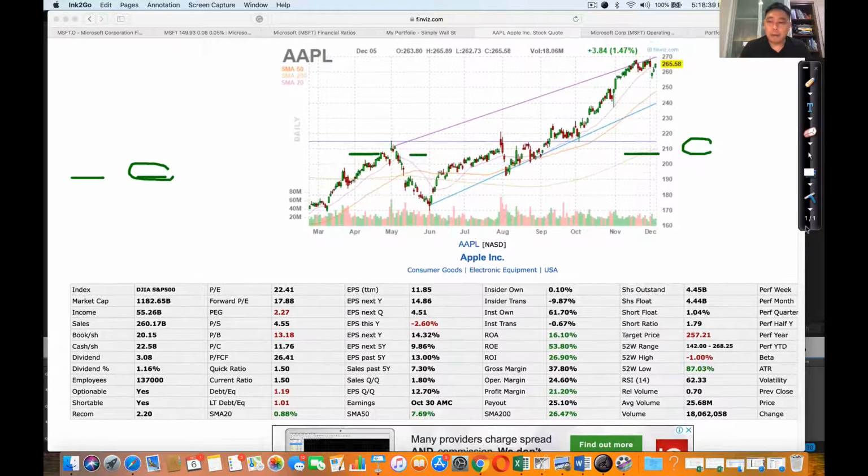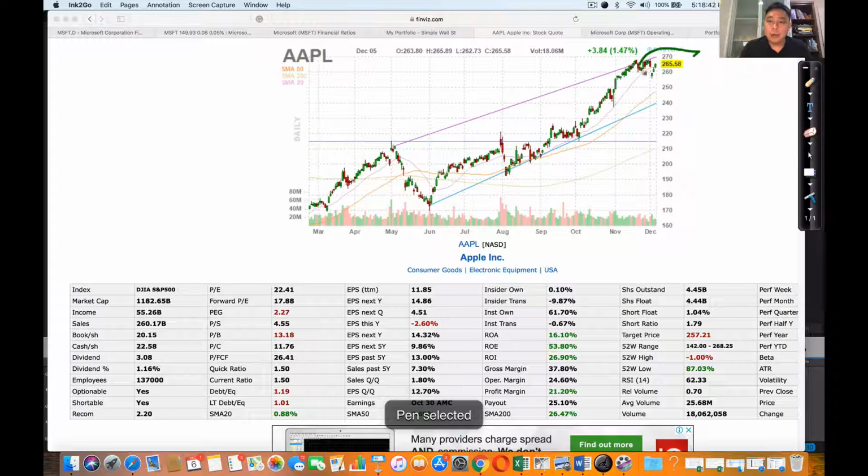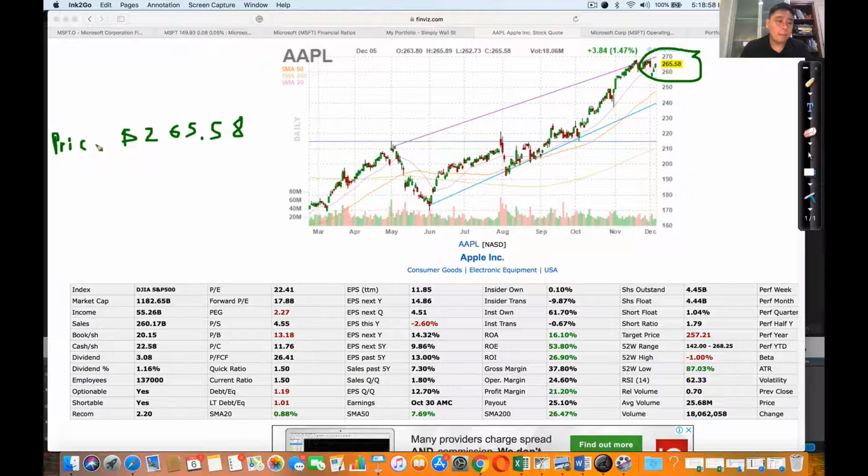What's the current share price of Apple? Apple is now selling at $265 per share. So let's write that down. $265.58 per share. So this is the share price right now. Okay, so if you buy the share at this price, you'll be getting an earnings per share of $11.85. There we go. All right.